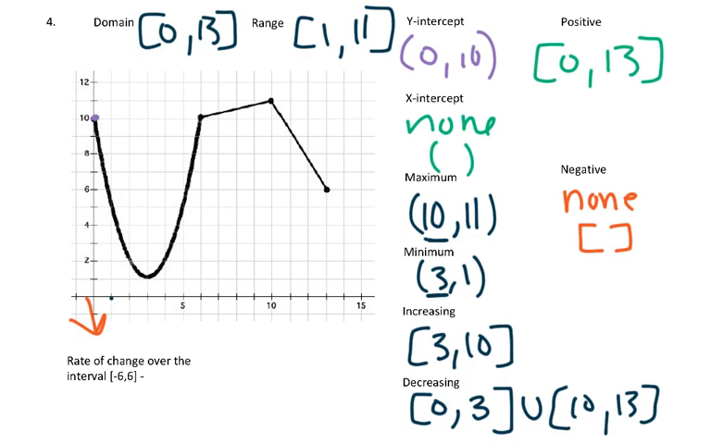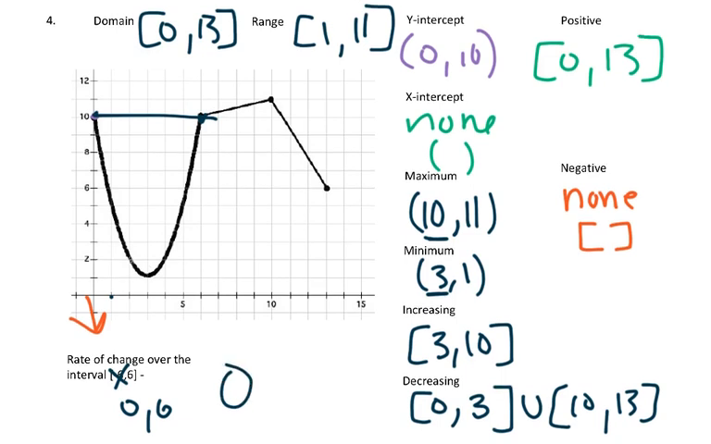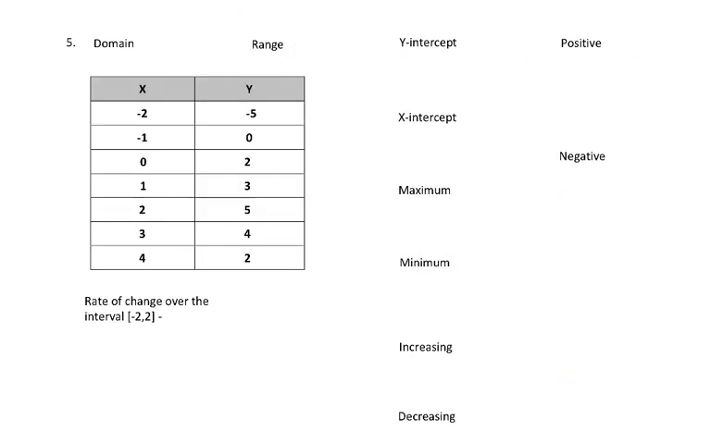And then finally, rate of change from negative 6 to 6. Again, there's no negative 6. So where did that come from? We'll say 0 to 6. So 0 would be here at 10. 6 would be right here. And we'd have a rate of change of 0. Alright, so there's all our graphs. Now let's look at the tables.